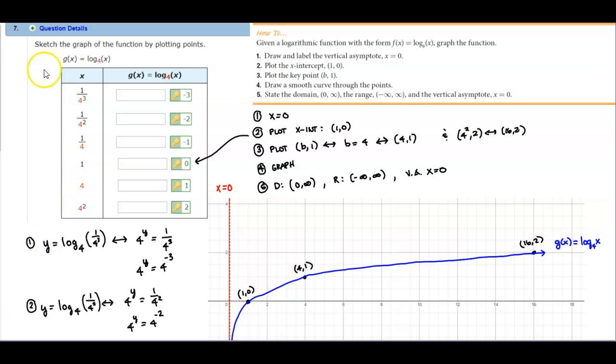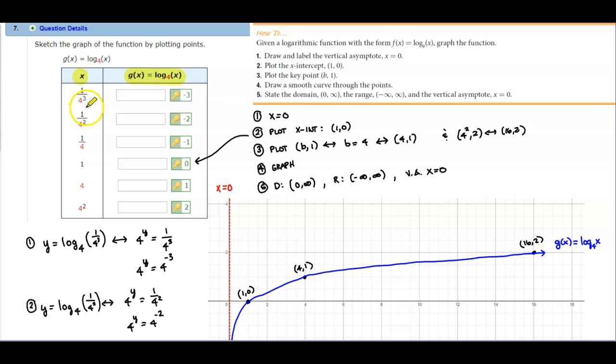Okay, now for example number 7, section 6.4, we want to sketch the graph of the function by plotting the points. So what we're given is the logarithmic equation g of x, which is equal to the log of base 4 of x. So we're given the values of x, and then we're going to plug it into this function. Now g of x is the same thing as y.